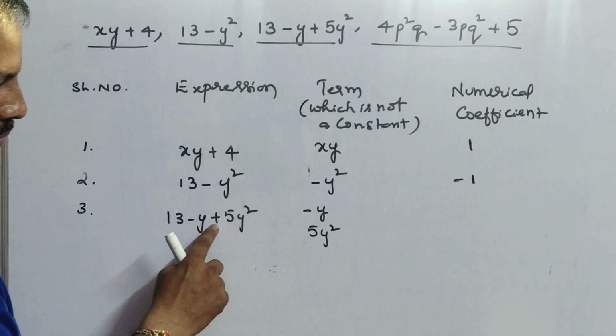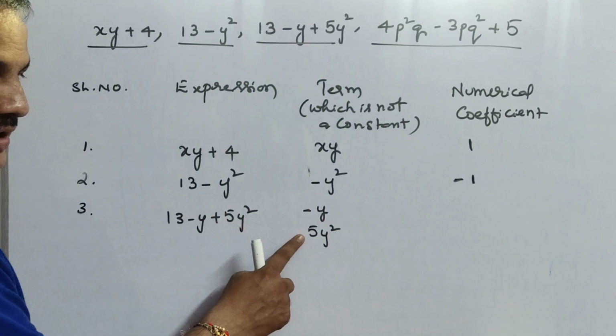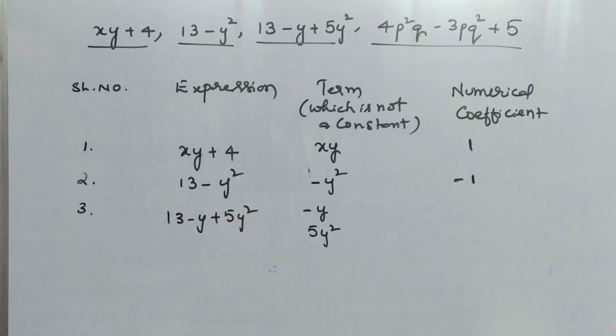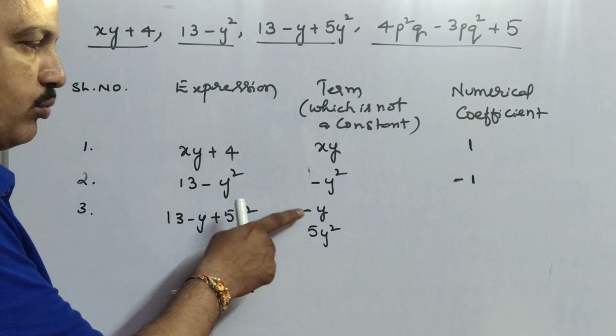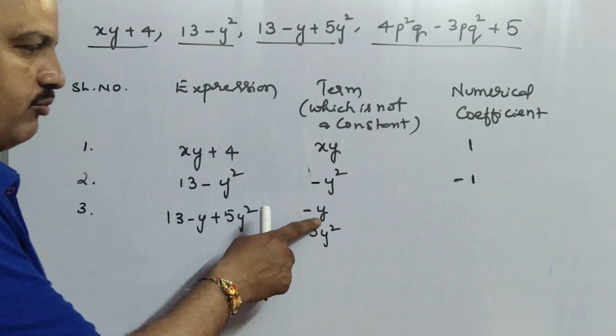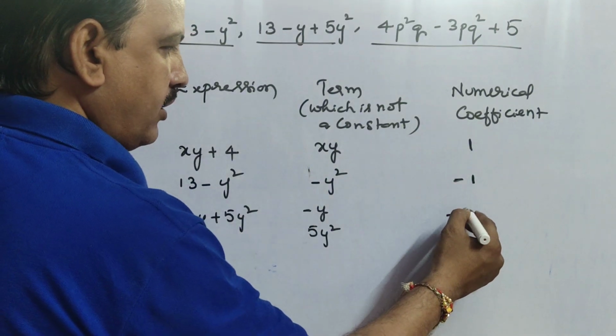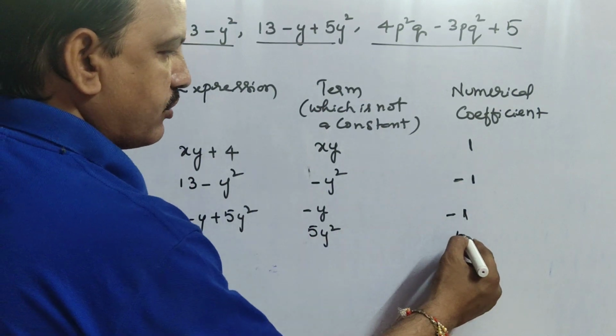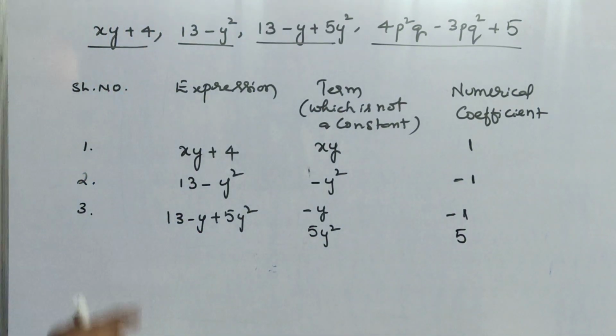Minus y and plus 5y square. That's why I did not write the plus symbol, whereas minus means you compulsorily have to write it. Now you have to write the numerical coefficient for both. For minus y, minus y means minus 1. Here, 5y square, so the y square coefficient is 5. So these are the answers for the third question.